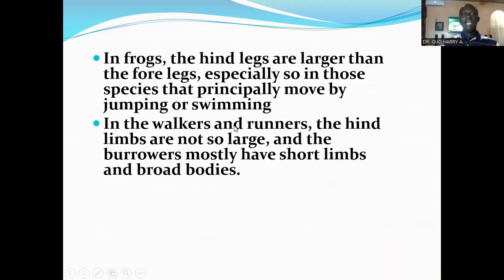In frogs, the hind legs are larger than the forelegs, especially in those species that principally move by jumping or swimming. In walkers or runners, the hind limbs are not so long, and the burrowers mostly have short limbs and broad bodies. Frogs and toads have larger hind limbs, particularly the frogs.